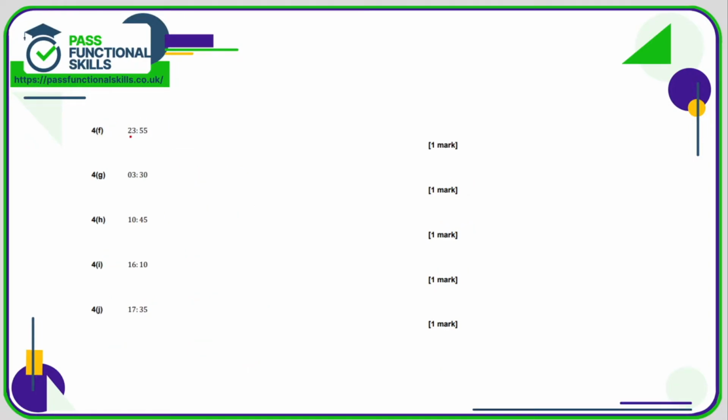23:55, we're going to take away 12 from the 23, so that's 11:55. 03:30, that's 3:30 in the morning, so 3:30 AM. 10:45, that's before midday, so that's 10:45 AM. 16 is greater than 13, so that means we're going to need to take off the 12. So 16 minus 12 is 4, so that's 4:10, and that's PM, of course. And subtracting 12 from 17 tells us that is 5:35, and because we've had to subtract 12, therefore it must have been an afternoon time.